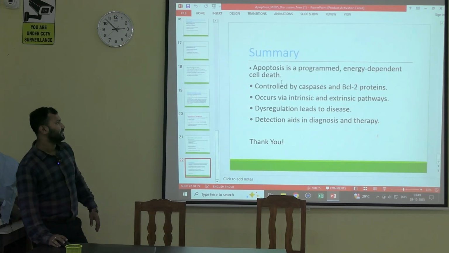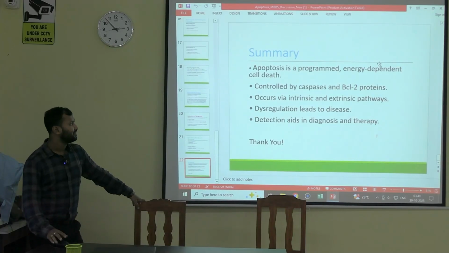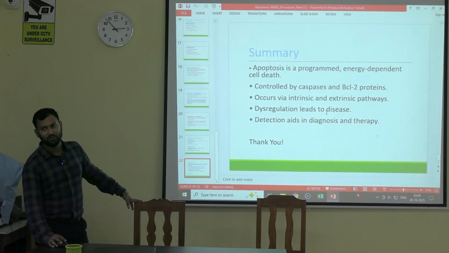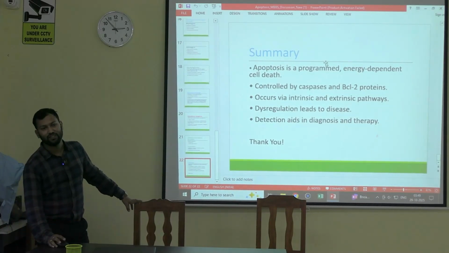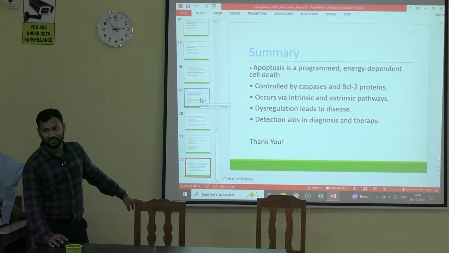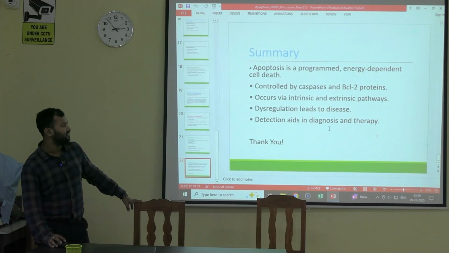Then this is the summary. Apoptosis is a programmed energy-dependent cell death due to proteins. Caspase will increase it, BCL will control it. Then it occurs by intrinsic and extrinsic pathways. Dysregulation leads to diseases, as I told you, that the increase and decrease both can cause diseases. Then detection aids in diagnosis and therapy. I told you different types of detection methods like DNA electrophoresis, like that. Those are used to diagnose the disease, the condition, and for therapy, whatever is required.